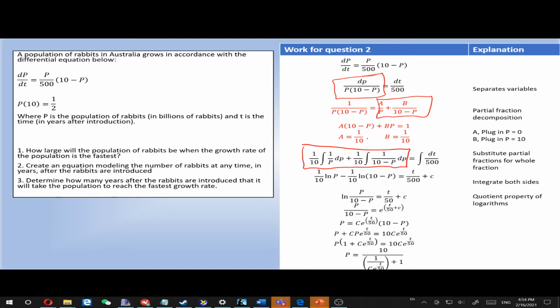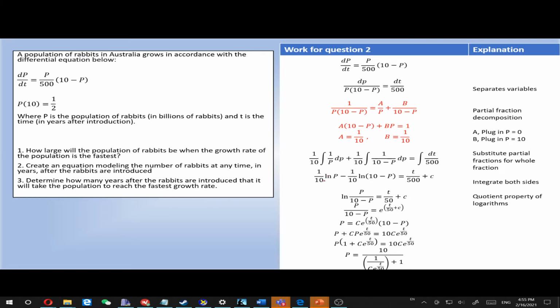Are you okay with our partial fraction decomposition and separable differential equation so far? Yes. Okay. So from here we can integrate normally. 1 over a variable, when we integrate, is the natural log of our variable. I can do a u substitution here, so 1 over 10 minus p. When I integrate, that should give me the natural log of 10 minus p times negative 1. We also had our constants, 1 over 10 from both a and b on the outsides.